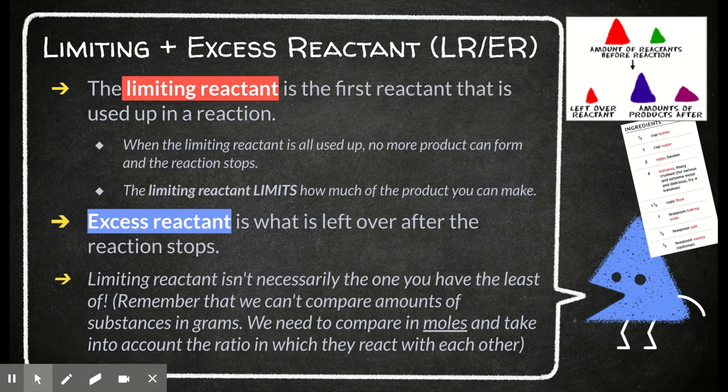So let's say you're given 10 grams of hydrogen and 30 grams of oxygen. It is not necessarily that your hydrogen is going to be your limiting reactant, even though you start off with fewer grams. We need to compare amounts of substance in moles. We cannot just look at this amount in grams. We have to take into account the ratio that they react with each other. Okay, so for example, hydrogen and oxygen are going to react together to make water. However, you need 2 times as much hydrogen as you do oxygen in order to produce water.